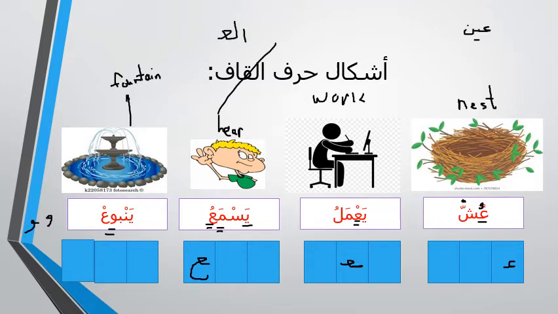So here we're talking about the forms of letter A. Now we have four forms of letter A. We have one at the beginning, one in the middle, and one at the end. We didn't draw the one at the end here. Let's try to draw it. So these are the four forms of letter A. One at the beginning of the word, واحد في أول الكلمة. One in the middle of the word, it has two hands, في وسط الكلمة. And two forms at the end of the word. One is separated and one is connected. And here, nest means عش, work means يعمل, hear means يسمع, and fountain means ينبوع.